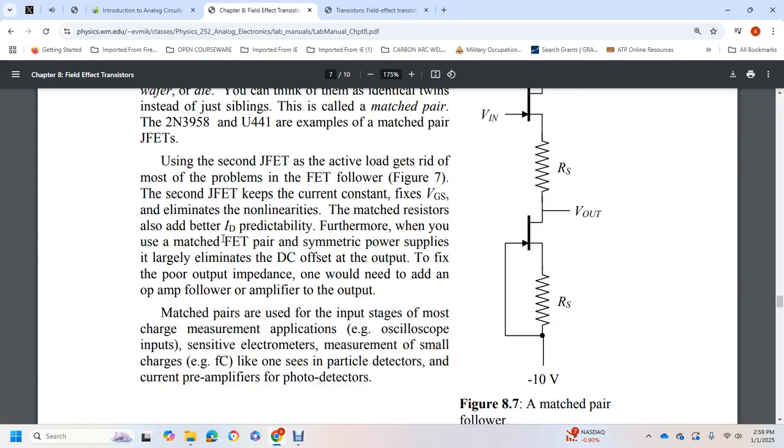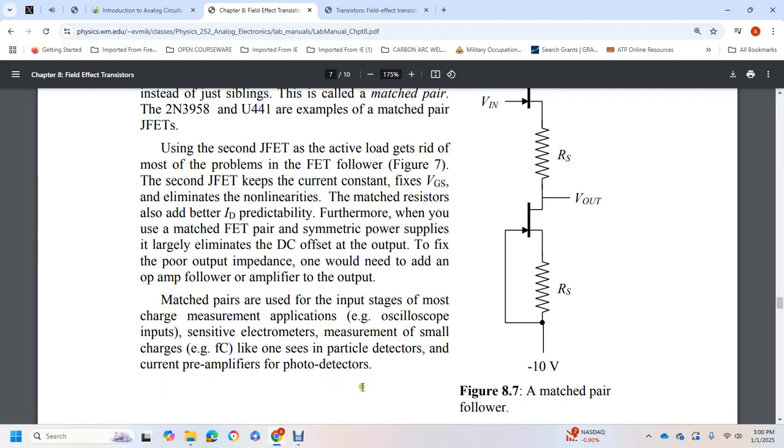It also makes the drain current predictable. Furthermore, if you match the field effect transistors with a pair of symmetric power supplies, this largely eliminates the DC offset at the output. To fix the high output impedance, one would need to add an operational amplifier follower to the output. Matched pairs give the input stage of most instruments, such as oscilloscopes' input sensitivity. Electrometers measure small charges like those seen in particle detectors, current preamplifiers, and photodetectors.